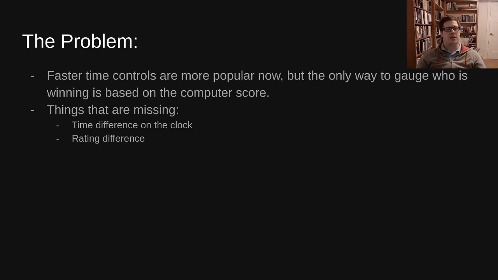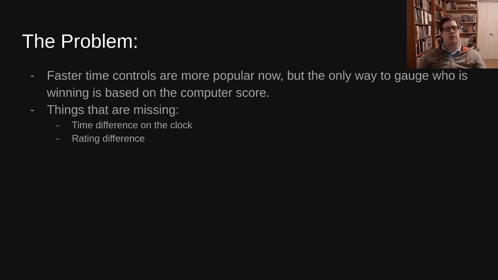So in this case, I'm going to be focusing on faster time controls and trying to gauge who is winning based not just on the computer score. That's what we currently do. That's the current model that gets used in a lot of online streams, right? Who in the position between two different grandmasters, who is winning.